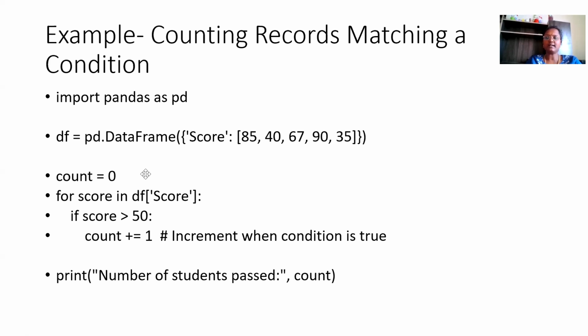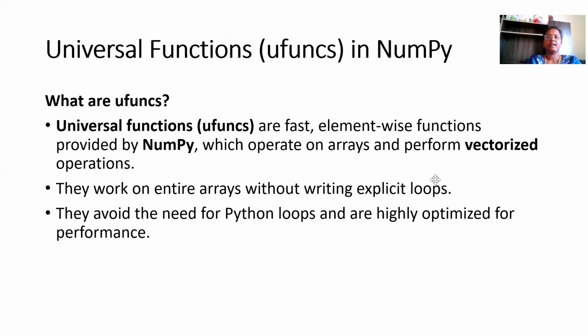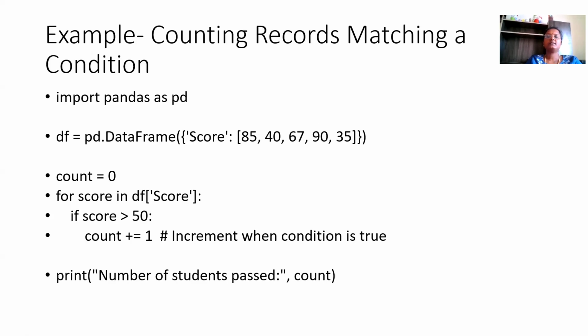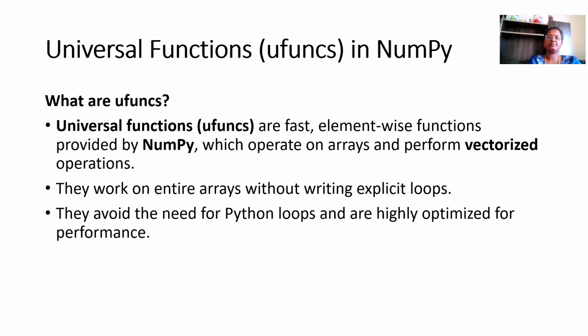We always start the count from 0 and set the condition on the score data. If the score is greater than 50, then we move on to the next, that is, increase. If the condition is true, we increase the value. Finally, we print how many students passed. So these are the main points of increment and decrement operators.